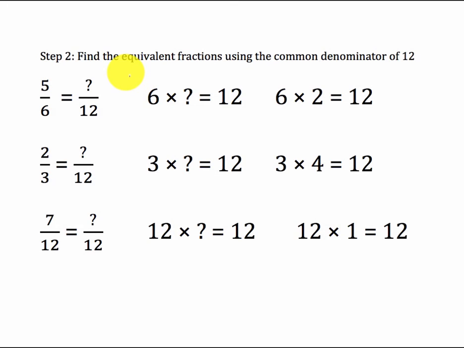So the second step here is to find the equivalent fractions using the common denominator of 12 that we found. Our fractions again are 5/6, 2/3, and 7/12. So I want to convert the denominators from 6 or 3 or 12 into a common denominator, in this case 12. For the first fraction, it's 6. Well, 6 times what is 12? 6 times 2 is 12. And then the second one, we're going from 2/3 into something over 12. So 3 times what is 12? 3 times 4 is 12. And the last one we don't really need to convert because the denominator is already 12. But if you really want to, 12 times what is 12? Well, 12 times 1 is 12.